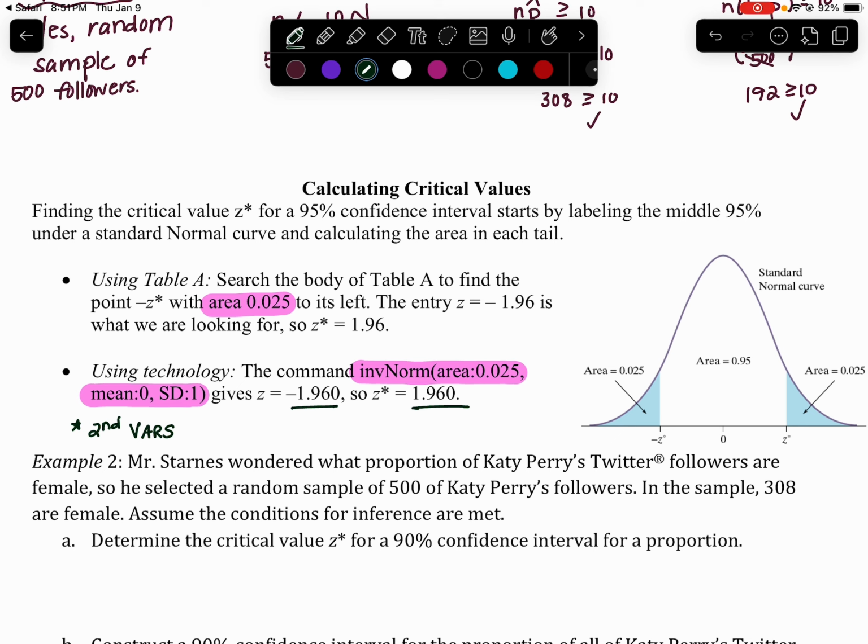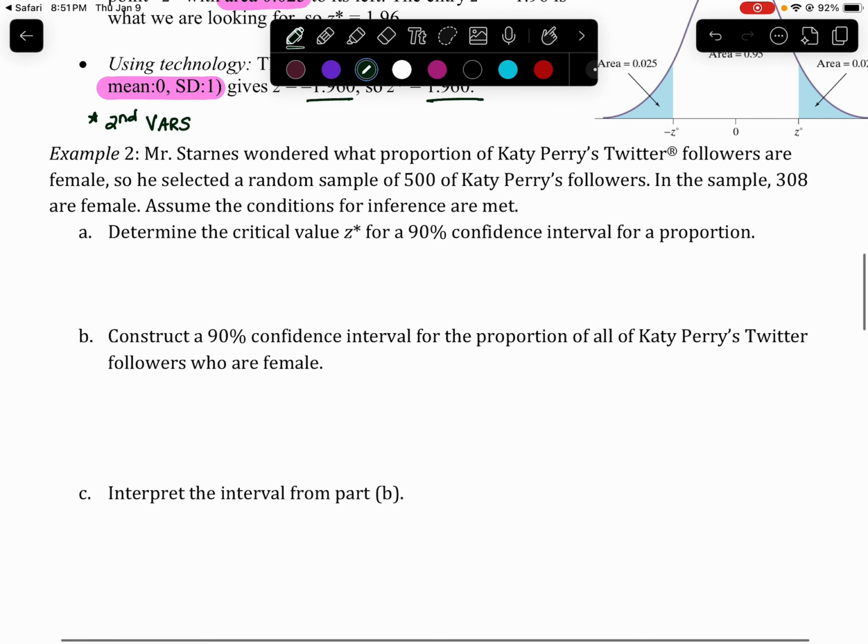So next example, it says Mr. Stars wondered what proportion of Katy Perry's Twitter followers are female. So he selected a random sample of 500 of her followers. In the sample, 308 are female. Great. Same thing. It says assume the conditions for inference are met. We already determined in the last problem that they were met. So now we have 3 things to do.